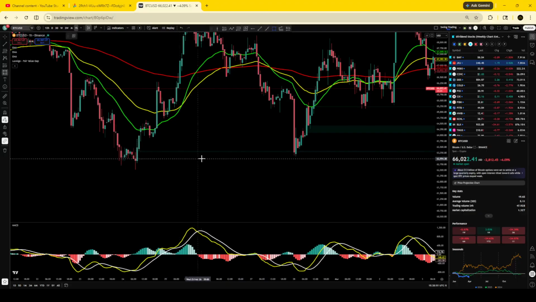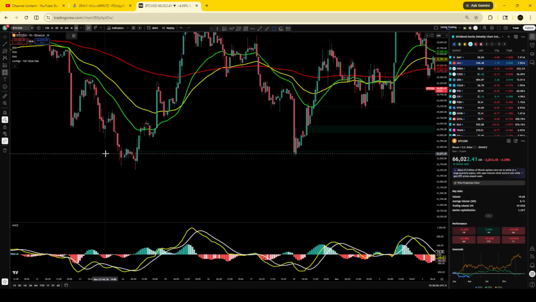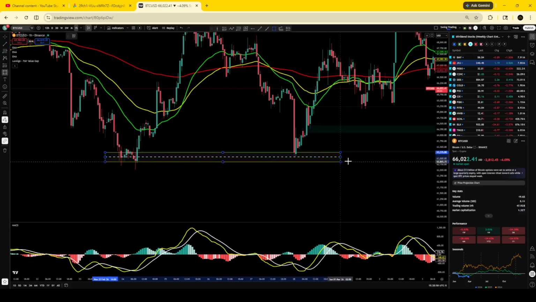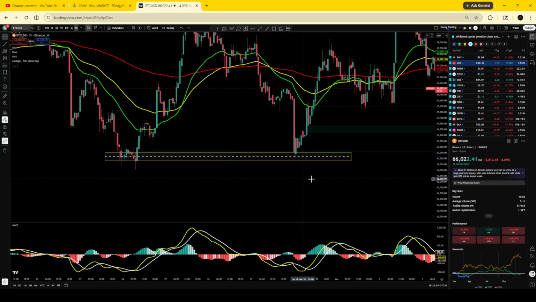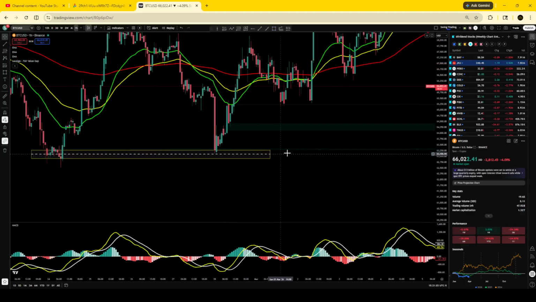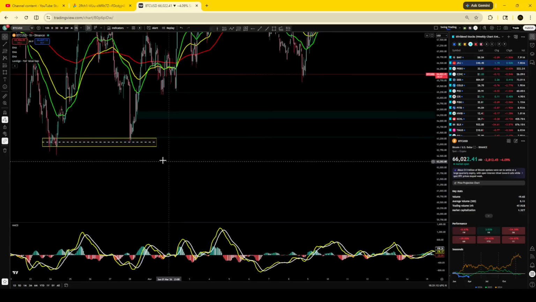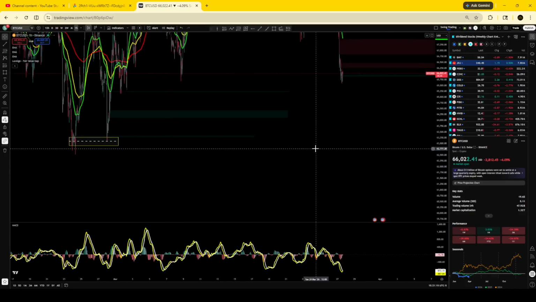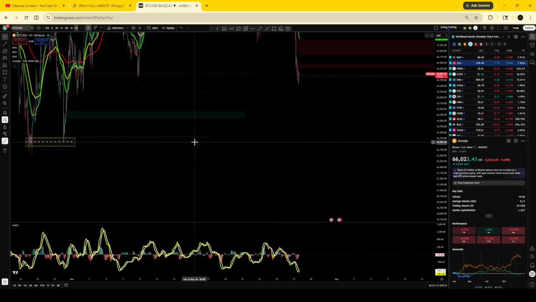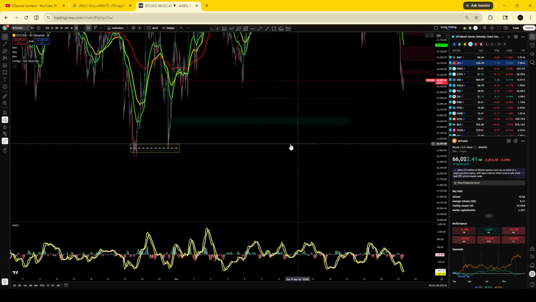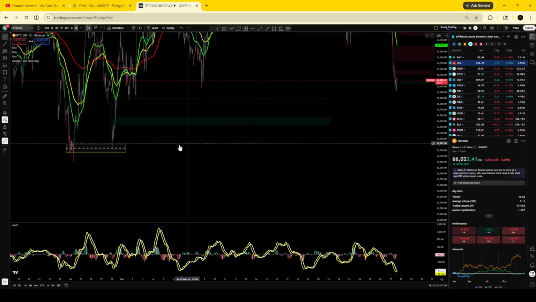So you see all these wicks in here. I would say this is support. And this green fair value gap kind of tells me that it is support right here. Let's see if price, so if price were to come in this area, it'll bounce. Most likely, it'll bounce.